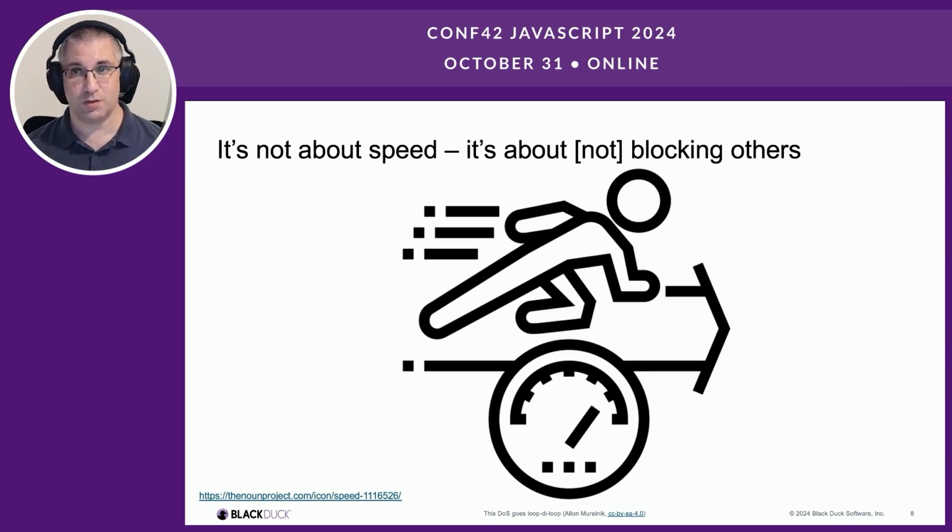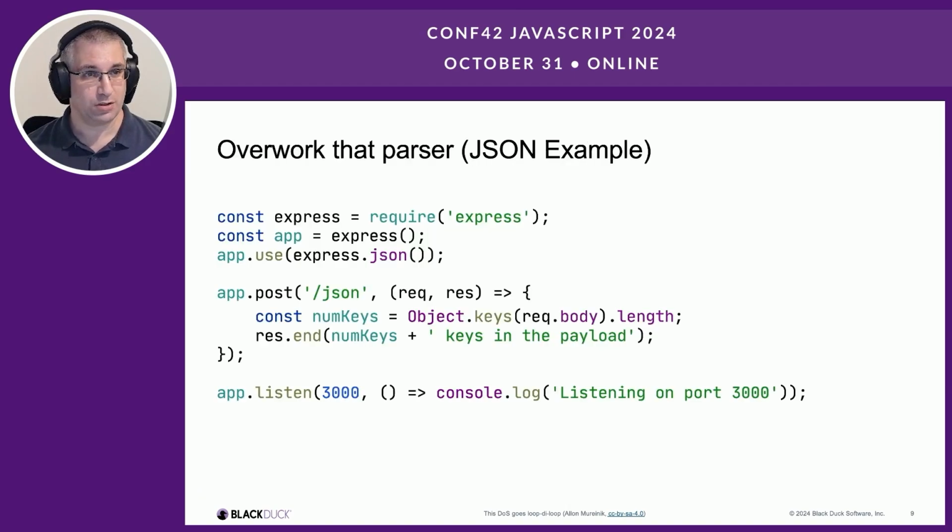Probably the most obvious example is JSON parsing. We get a request with a body. This body is in JSON format. The HTTP client receives it, of course, as a string. And then we want to parse it. In this example, we have the Express middleware doing it for us, but that's beside the point. The body is parsed into a JSON, and here we have a simple application that just prints out the number of keys in this JSON.